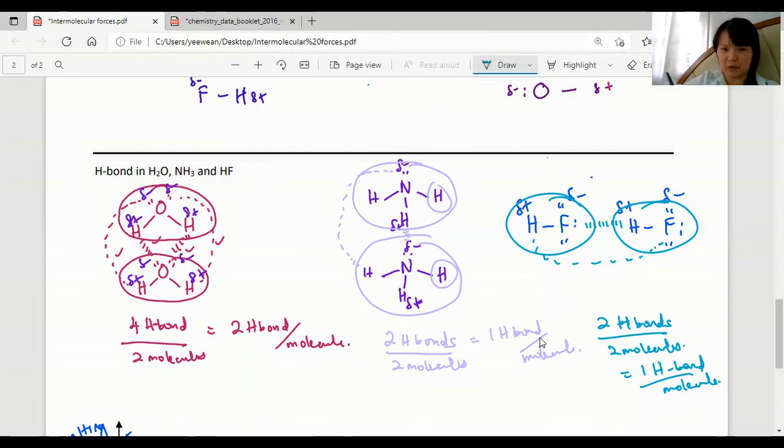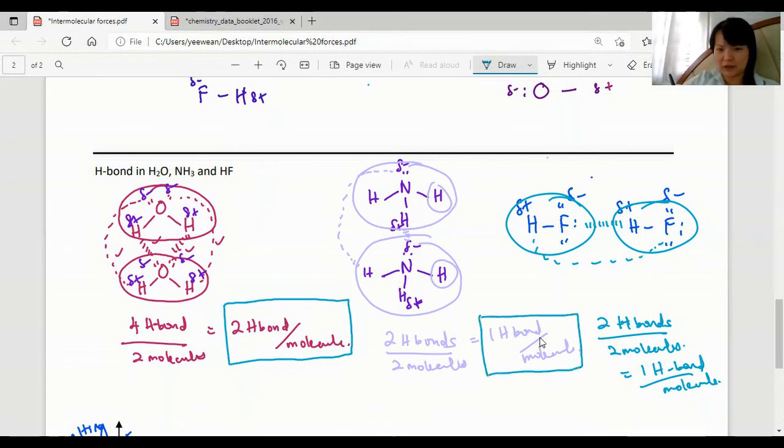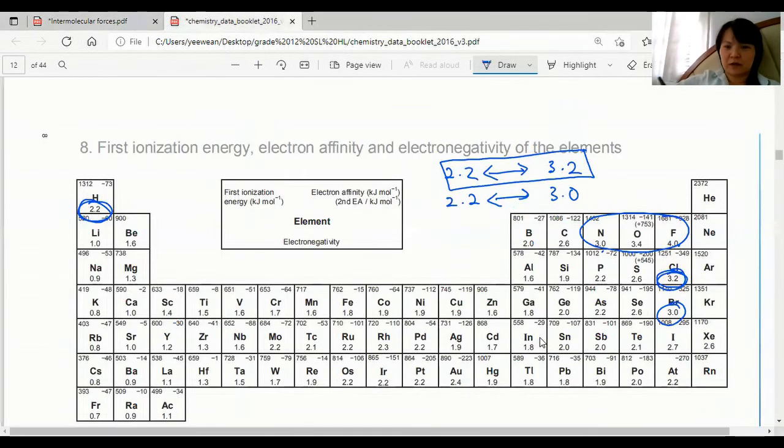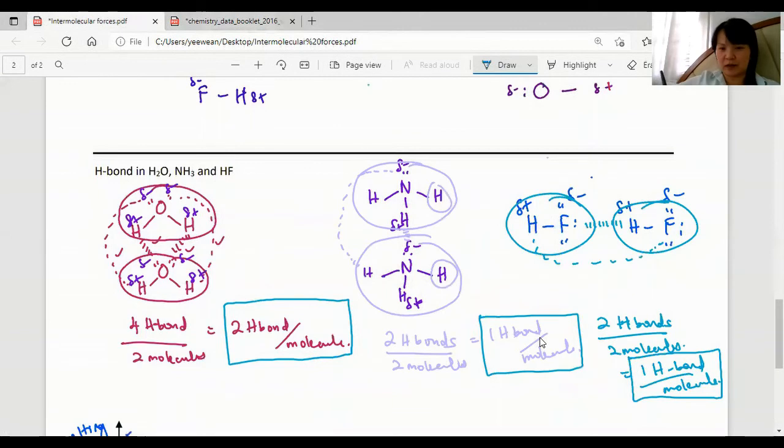So whose hydrogen bond would be stronger? When we compare these three, obviously water would have the strongest hydrogen bond because there's 2 per molecule. And for HF and ammonia, there's only 1 per molecule each. So the next thing to compare would be their electronegativity. N is 3.0 while F is 4.0. 4.0 is more different from H's 2.2. So the hydrogen bond is stronger in HF compared to ammonia. So strongest, second, third.